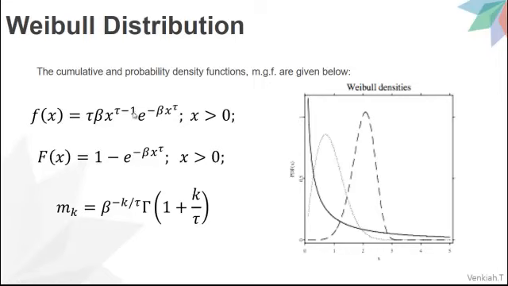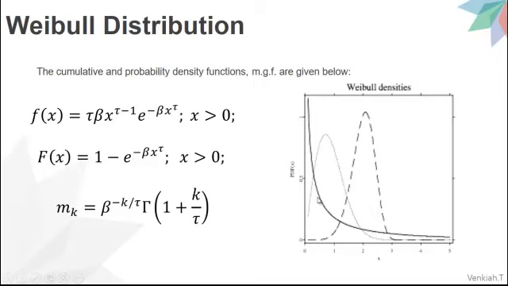You'll notice that when tau equals 1, what you have is an exponential distribution. When tau is greater than 1, like 2 here, you see that the graph is positively skewed, tilting to the right. As tau increases even more, you have a symmetrical shape.